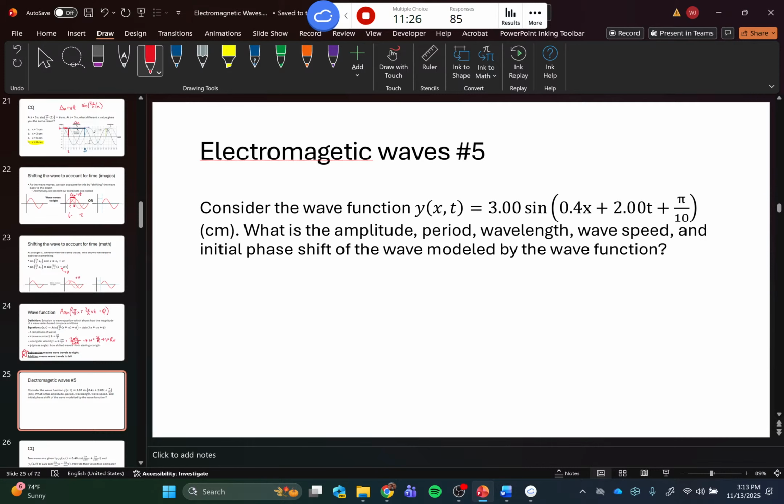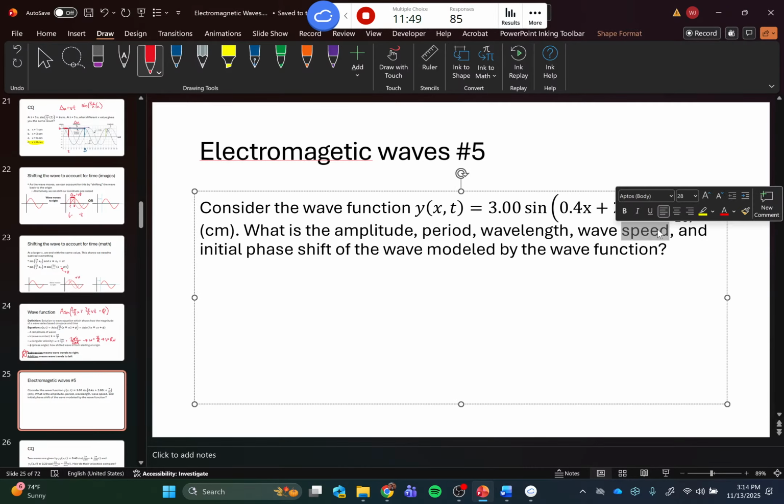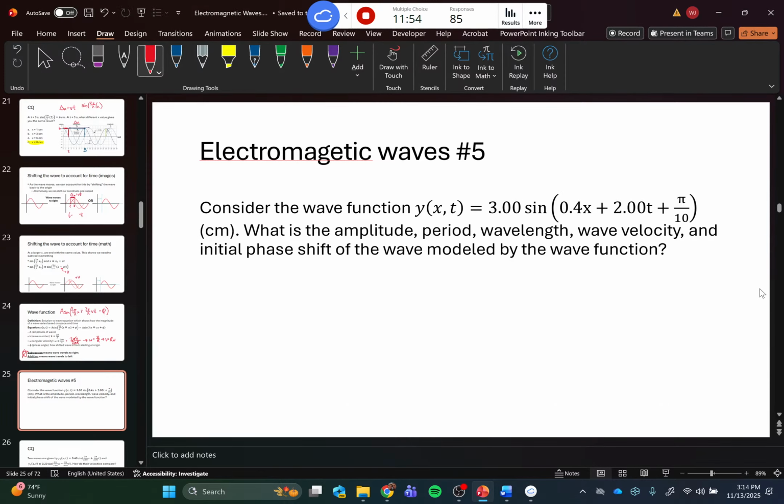So here's a wave function. 3.0 sine of 0.4x plus 2t plus pi over 10. And it's in centimeters. Be careful of that. The output will be in centimeters. The question is, what is the amplitude of this wave? What is the period of this wave? What is the wavelength of this wave? What is the wave speed? That's another phrase for velocity. Absolute value of it, but actually, I'm going to change this word speed to velocity because I care about the sign. And the initial phase shift.